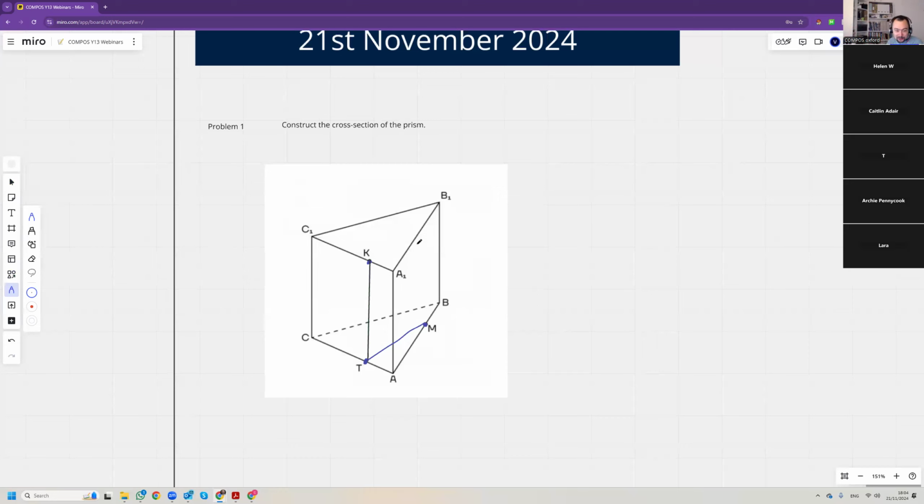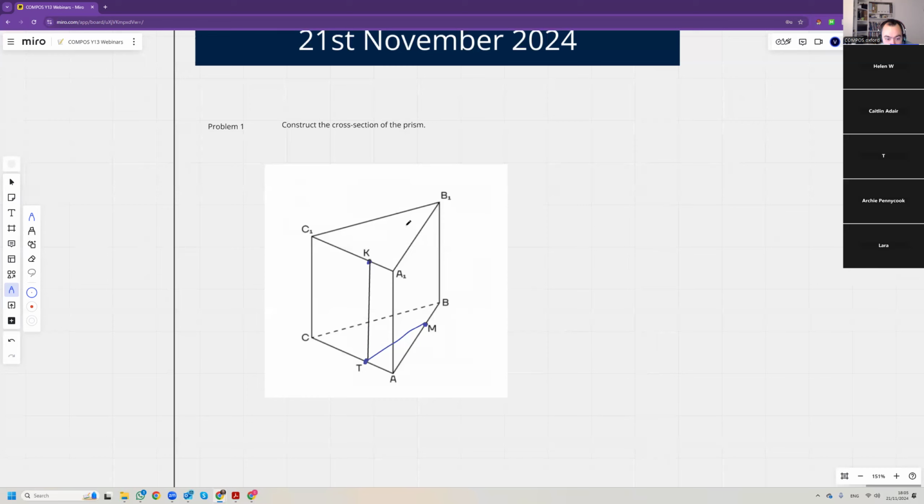So how does it go? Well, because it's a right angled prism, right? So you can draw a line parallel to KT. Well, the problem is you don't know whether KT is parallel to AA1. Okay. And what else can you do here?